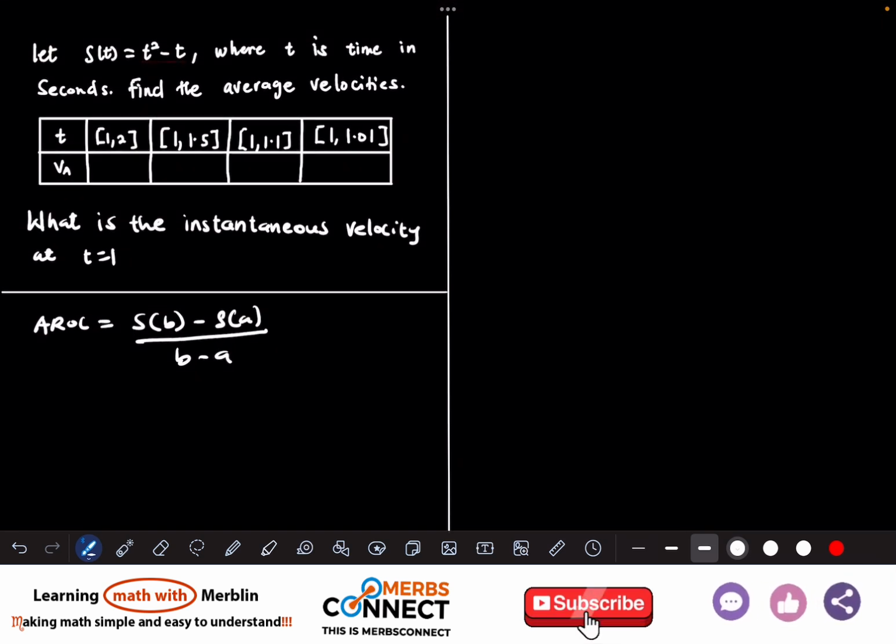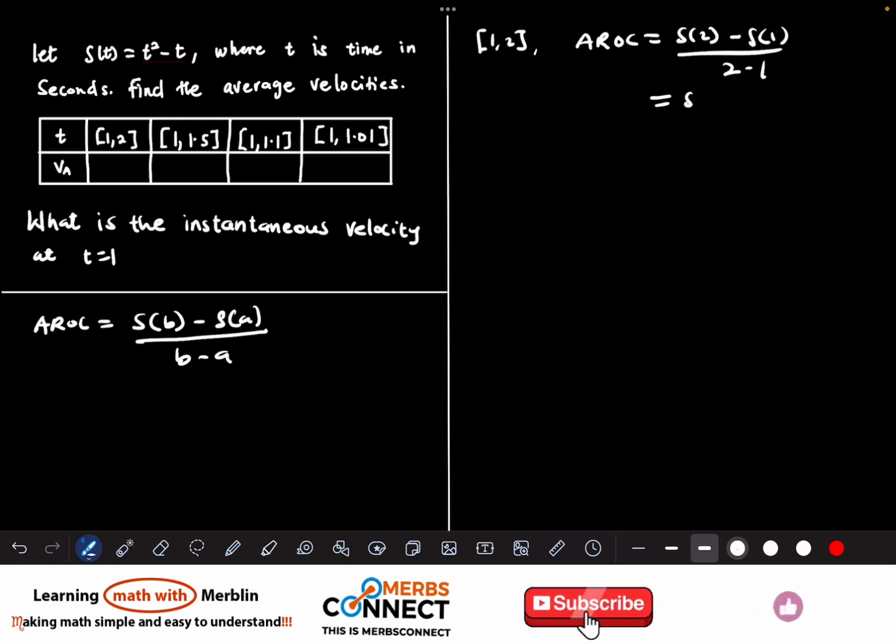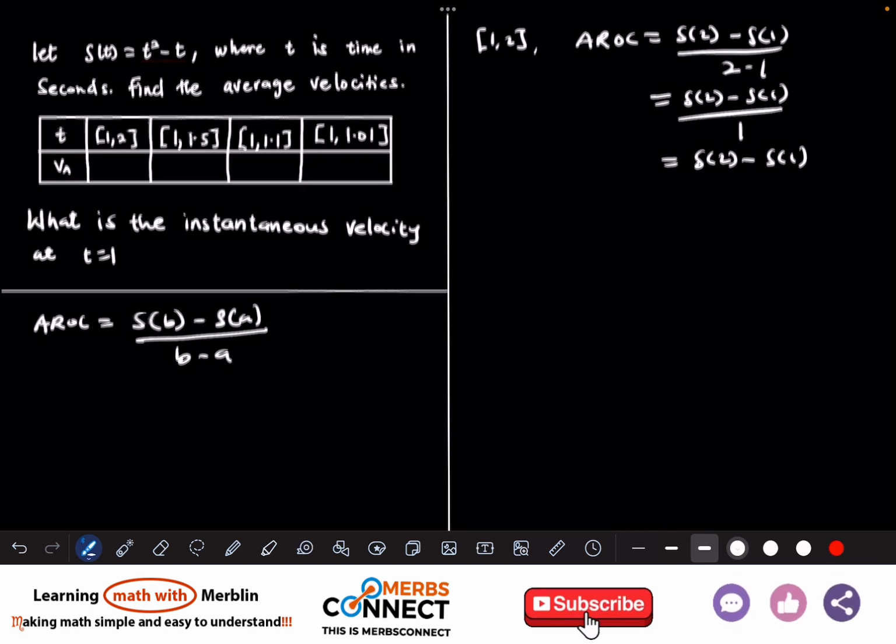So the first one is 1 and 2, right? So our a will be the first value and our b will be the second value. So it means that we are going to have the average rate of change equal to S of 2 minus S of 1 divided by 2 minus 1, and we are going to have S of 2 minus S of 1 divided by 1, and this is going to give us S of 2 minus S of 1, right? So we need S of 2, right?